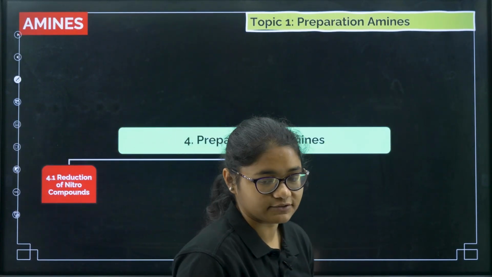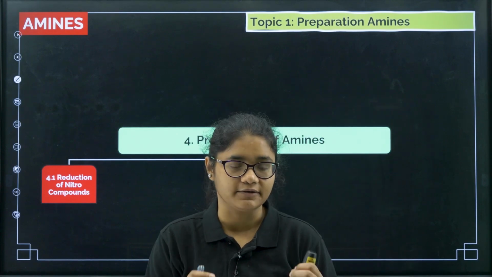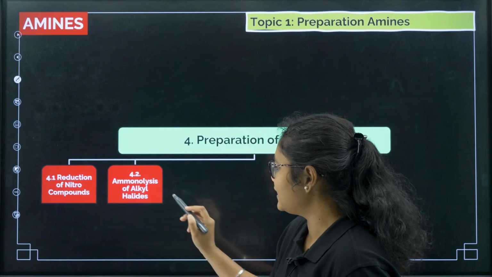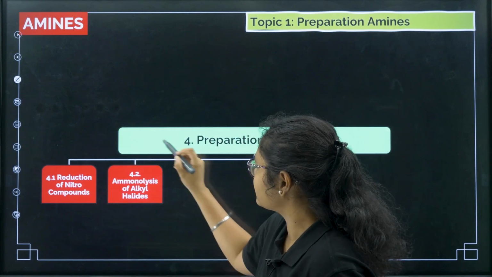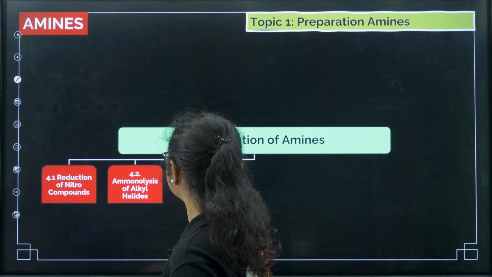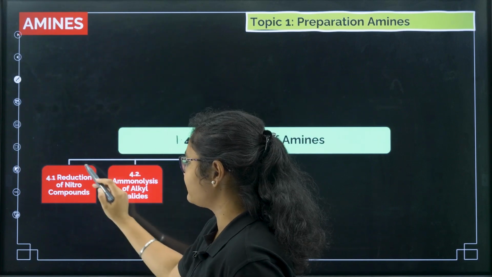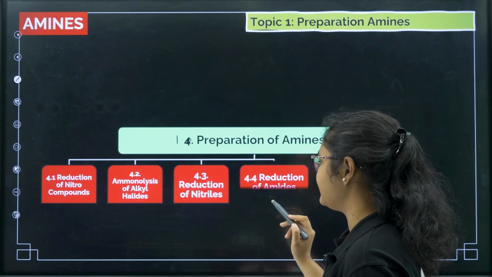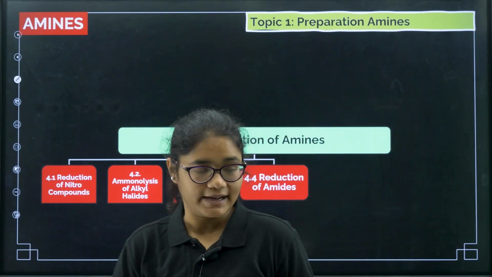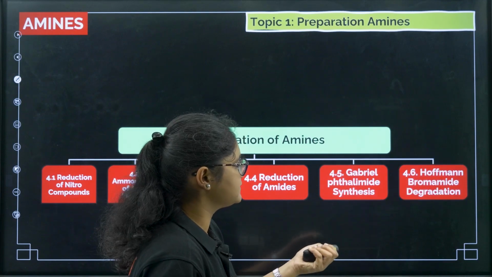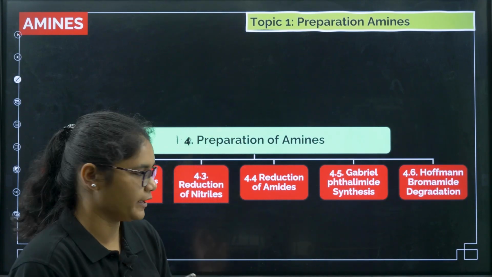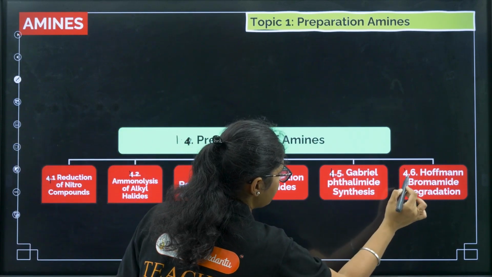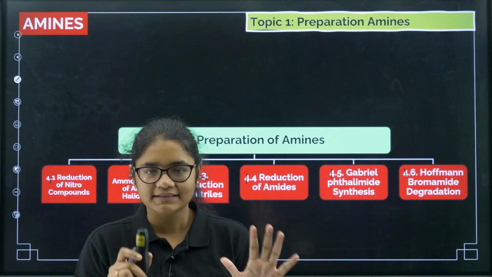Now coming to preparation of amines. What are the different types of reactions which will give you preparation of amines? First one is reduction of nitro compounds. Then we have ammonolysis of alkyl halides, then reduction of nitriles, reduction of amides, next Gabriel phthalimide synthesis, and then Hoffmann bromamide degradation. So these are 1.1 to 1.6, right? So 6 methods of preparation.